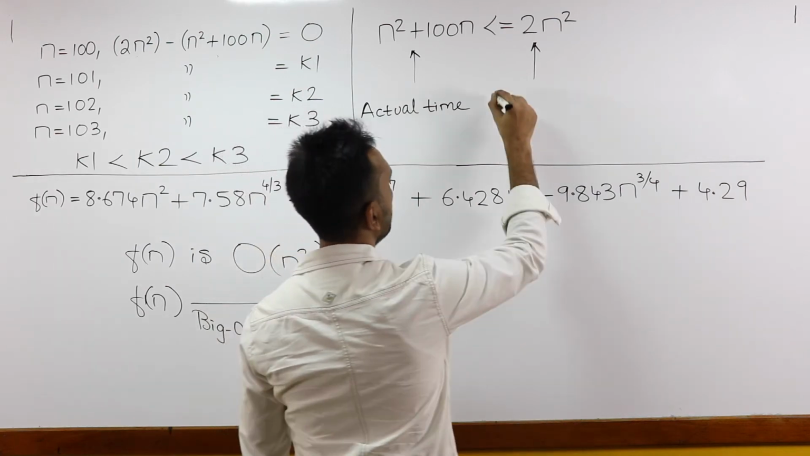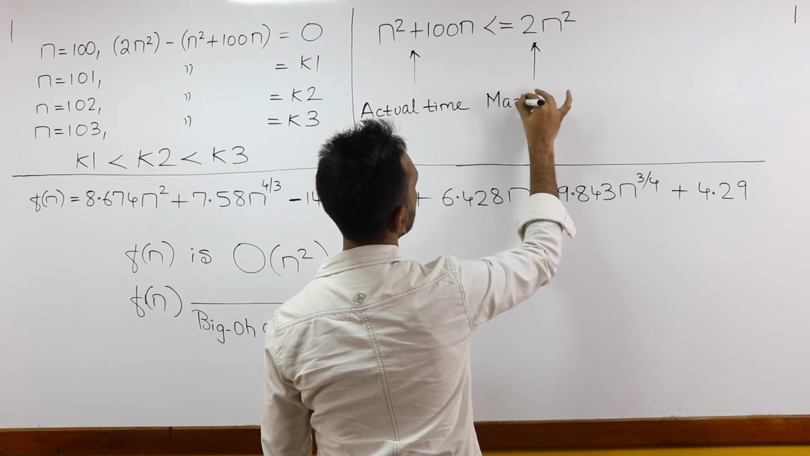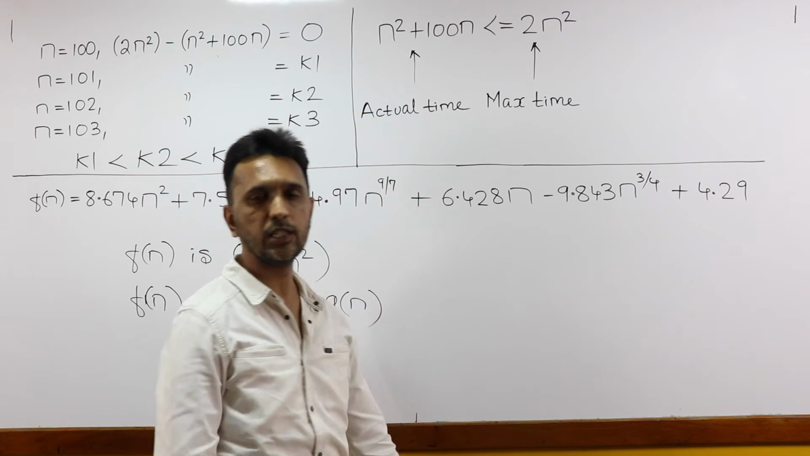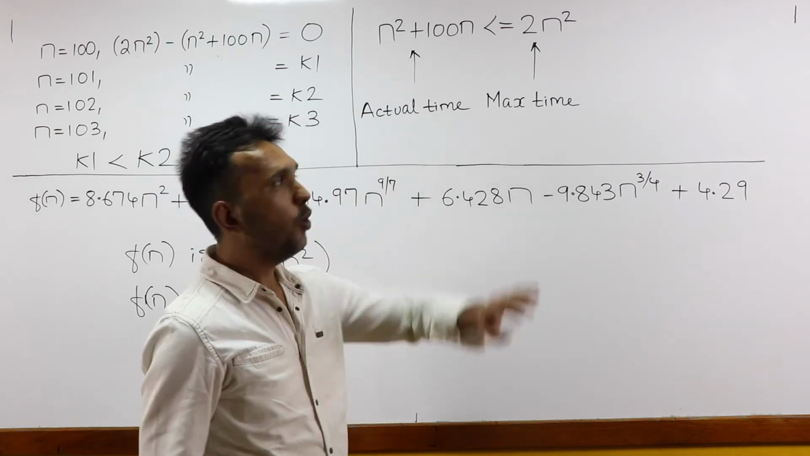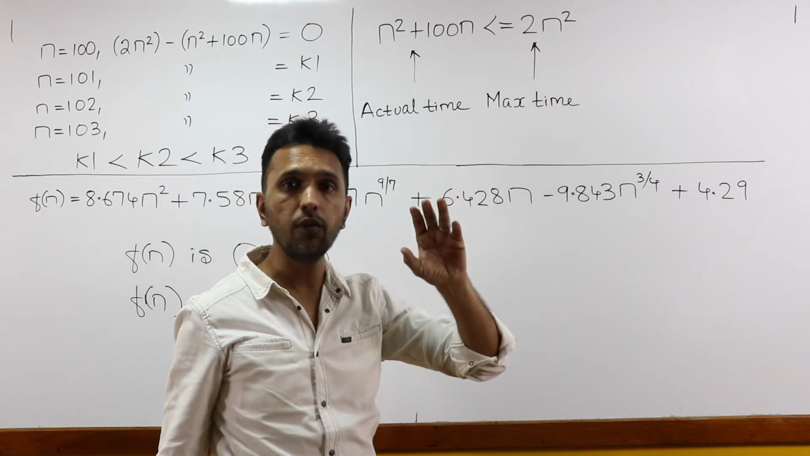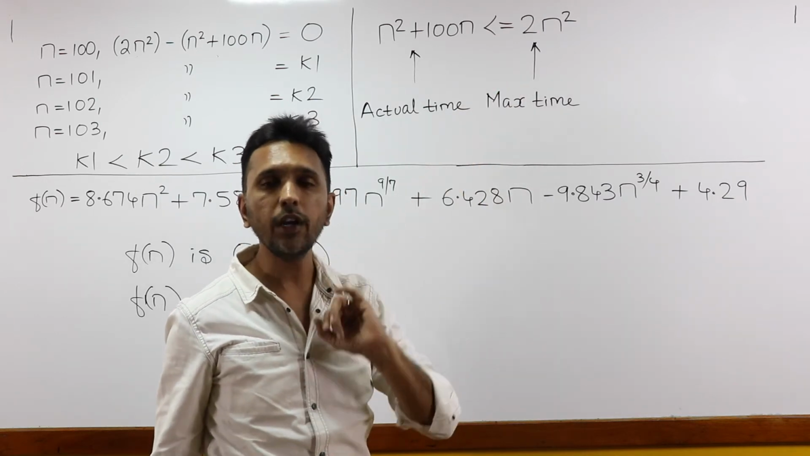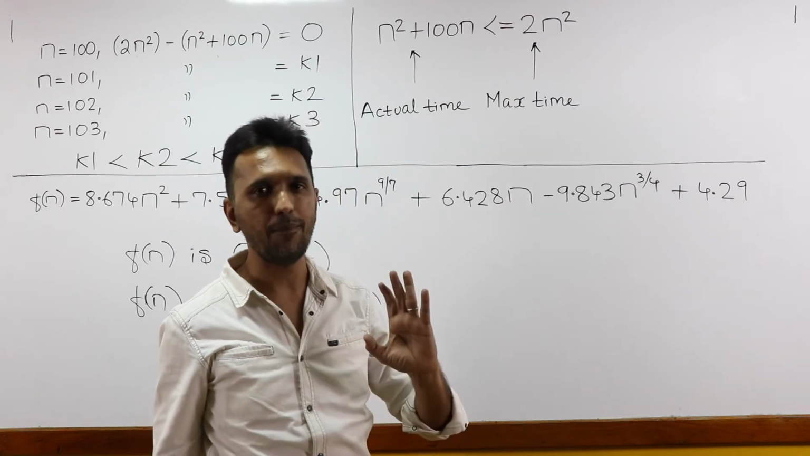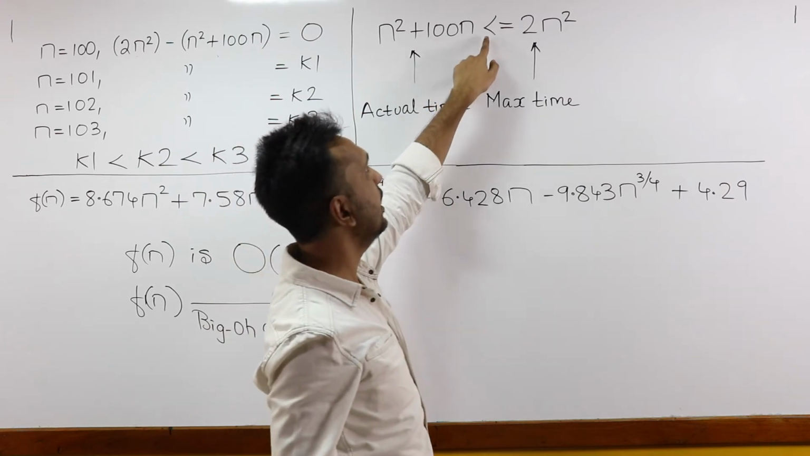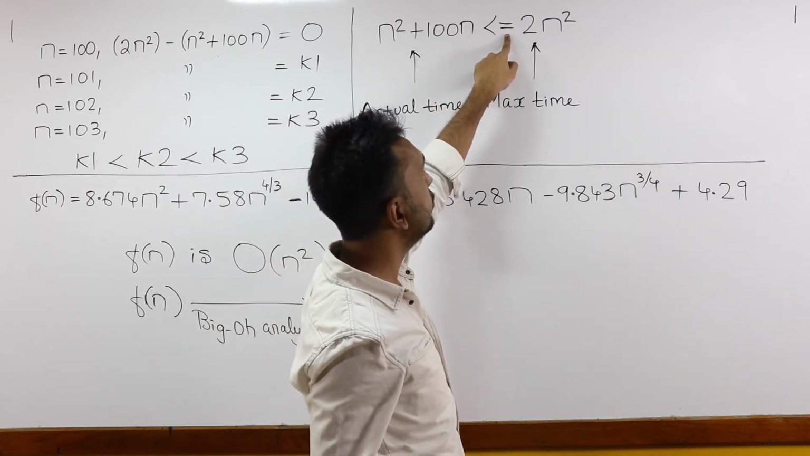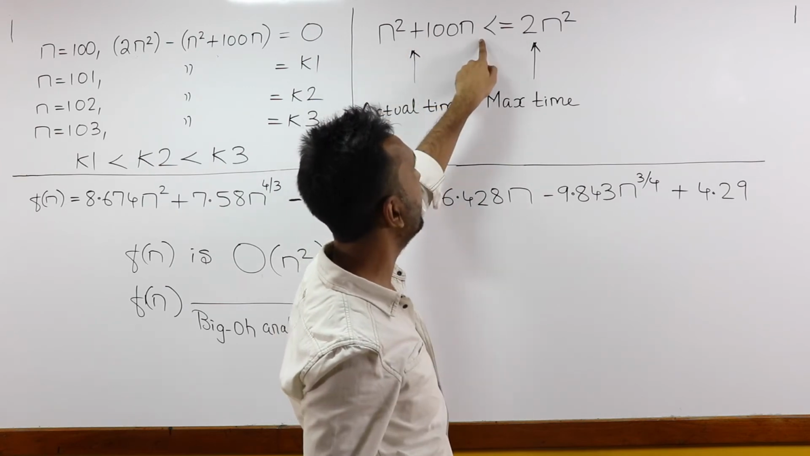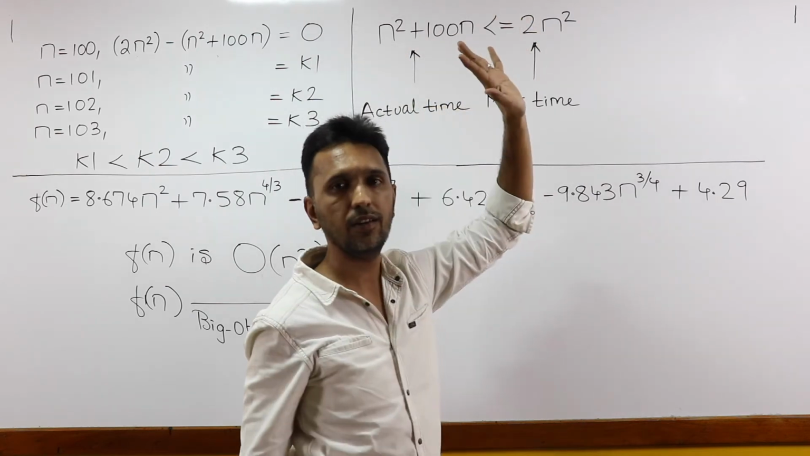2n square over here is the maximum time taken by the algorithm. Yes, that's right, maximum time. So, when we write this expression, it has a very deep meaning. What it means is that no matter what happens, the time taken by this algorithm will be either lesser than or equal to 2n square, but the actual time will never exceed 2n square.